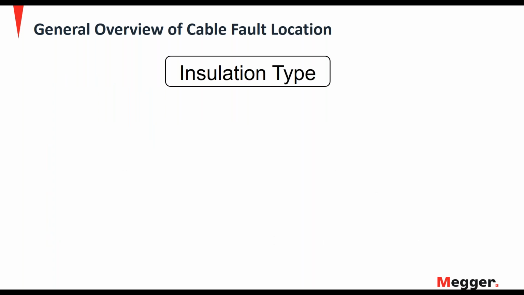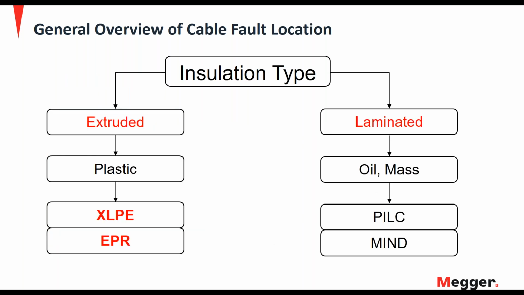So insulation types. There's basically 2 types of insulation, extruded or laminated. The laminated might be a PILC, a paper lead insulated cable. The extruded plastic insulated cable, EPR or XLPE, that will be the type of insulation that we'll basically be talking about today.